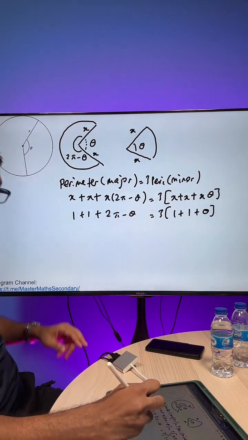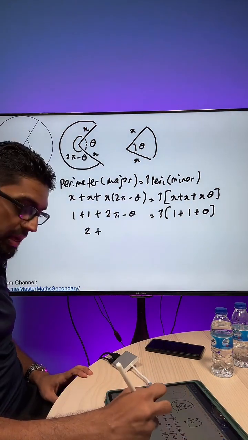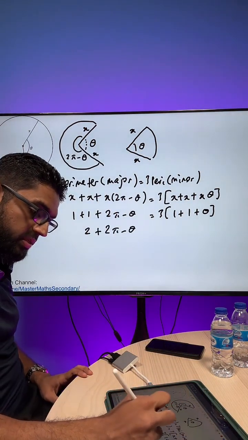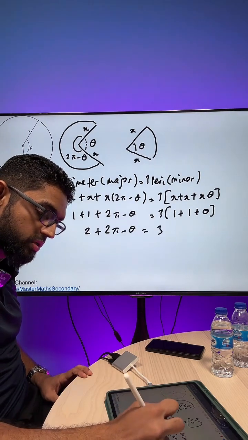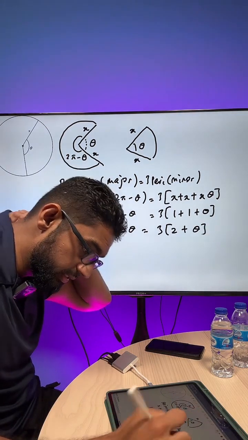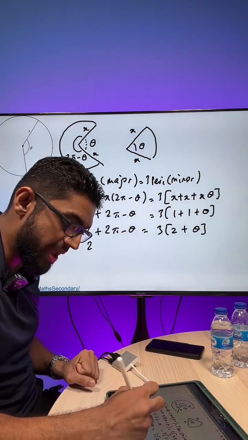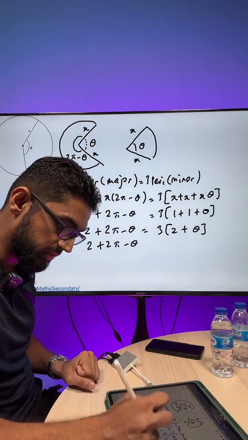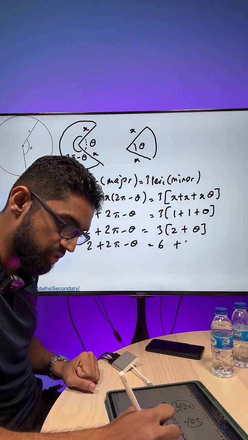So again, 1 plus 1 is a 2. So we put 2 there plus 2 pi minus theta is equals to 3, 2 plus theta. Okay. And then we can expand the other side. So this becomes 6 plus 3 theta.